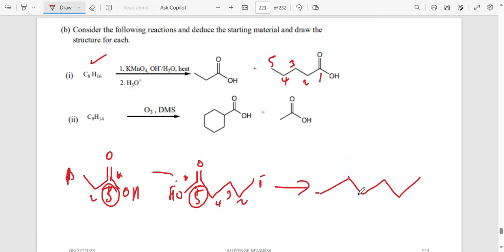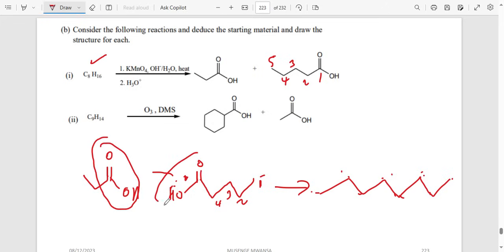Write 8 carbons: 1, 2, 3, 4, 5, 6, 7, 8. But then what you need to understand is, from where did we produce this? Was our compound primary, secondary, or tertiary? Remember, we're using potassium permanganate. And look at what we are forming. We are forming a carboxylic acid. This is also a carboxylic acid.